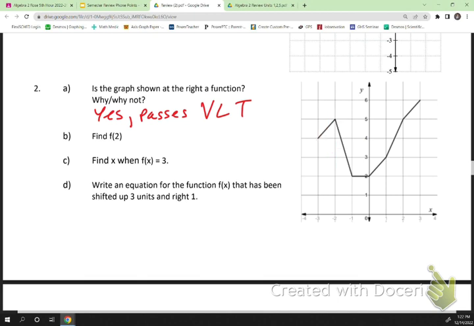Now I have to find f of 2. This is the function f of x. So what does f of 2 mean? Where do I go on the graph? 2. Well, which value, x or y? X, I go to look at when x is 2, and I'm going to read up to the y. F of 2 is 5.